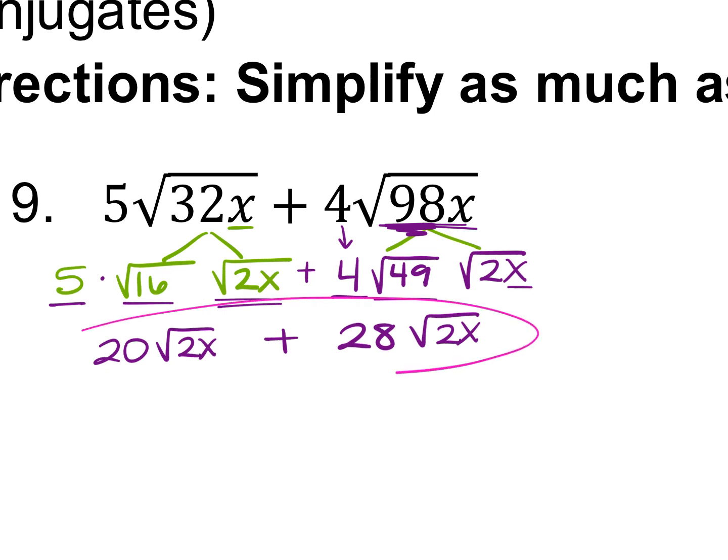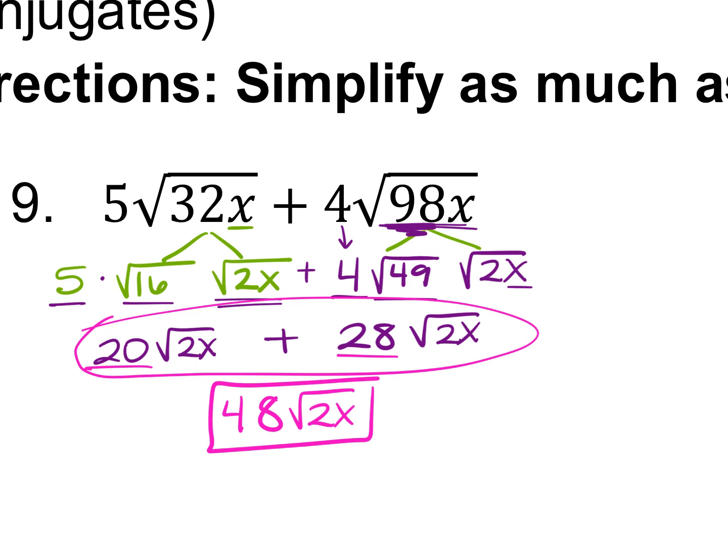And now we can simplify this. So 20 plus 28 is 48. And then we still have the square root of 2x. And that is your simplified answer.